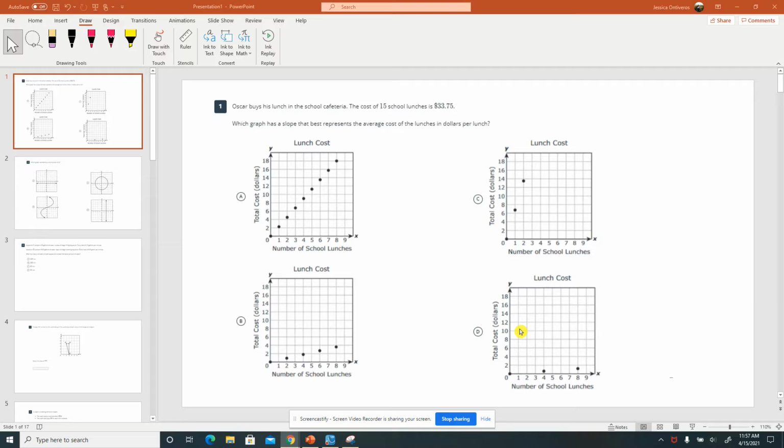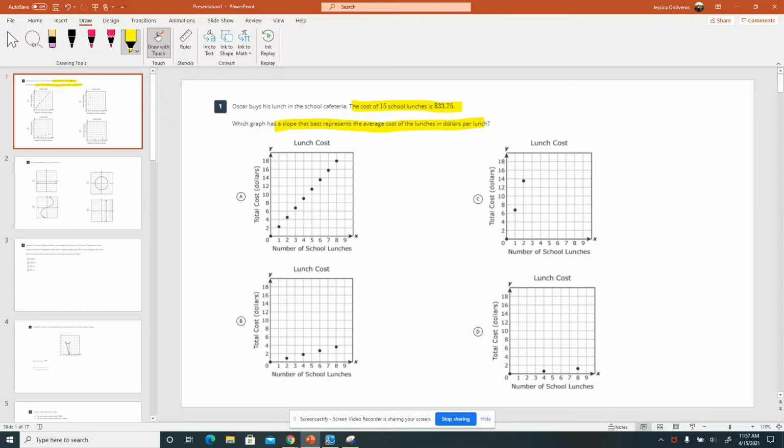Okay, guys. So for number one, on today's assignment, all you have to do is basically read the problem. Oscar buys his lunch in the school cafeteria. The cost of 15 school lunches is 33.75. Which graph has the slope that best represents the average cost of the lunch in dollars per lunch?